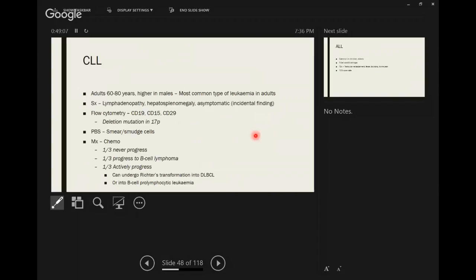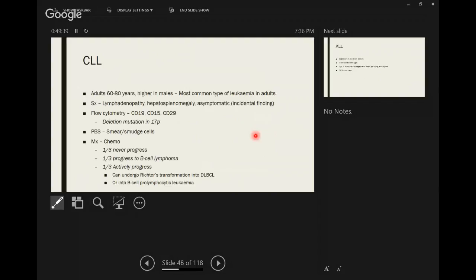So flow cytometry, CD19, CD5, and I think it's CD29. I couldn't read my notes. It could be 27 or 21. I'm pretty sure it's 29. Maybe look that one up. It can also be due to a deletion mutation in 17p. On your peripheral blood smear, you see smear or smudge cells because they're kind of fragile, because they're being made too much, they're not being made properly. So when you smear them out, they smudge.